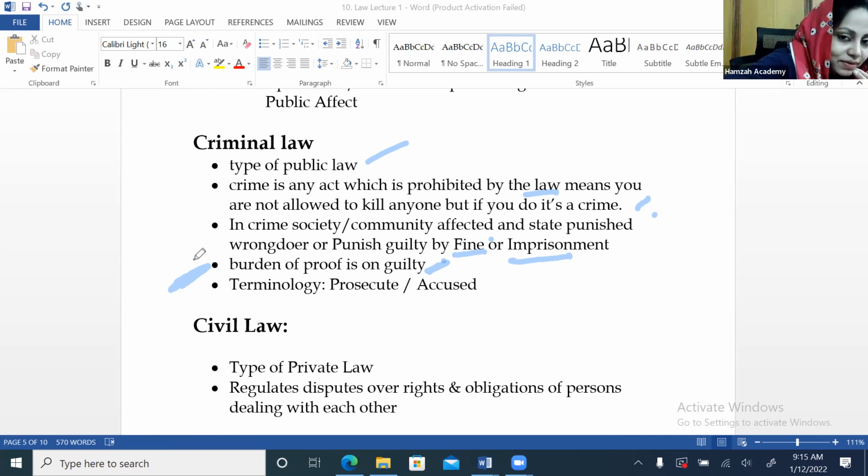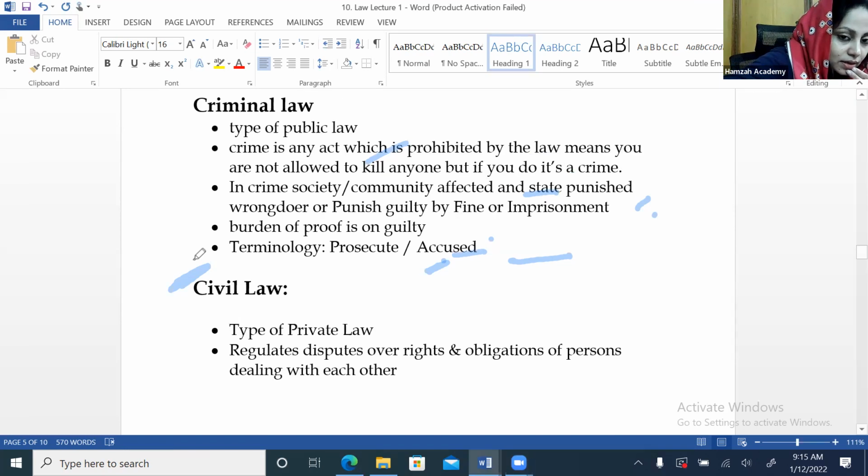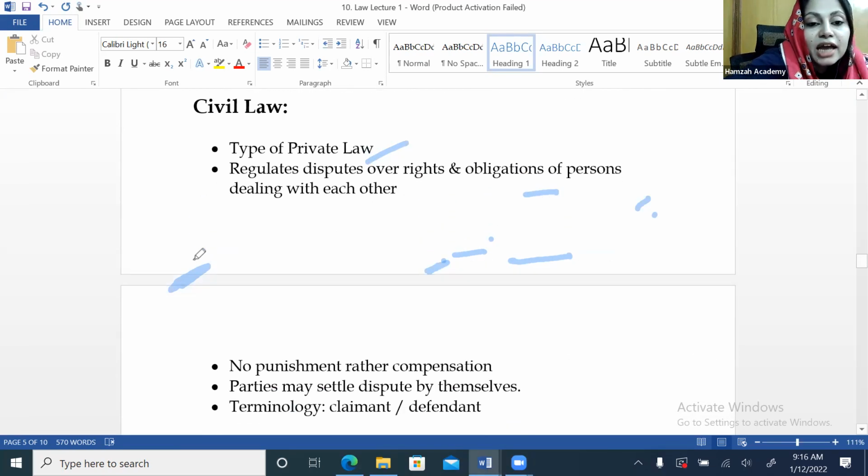Okay, the civil law. Civil law is a type of law. If it is a civil law, that means in the civil wrong only a few persons will be affected.